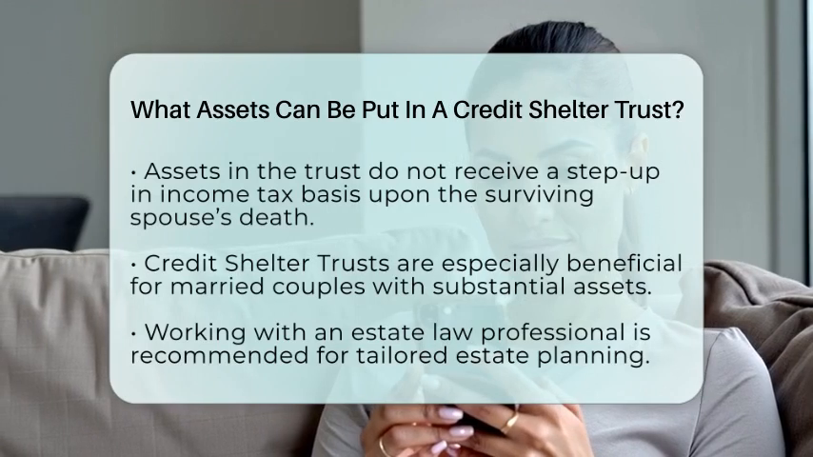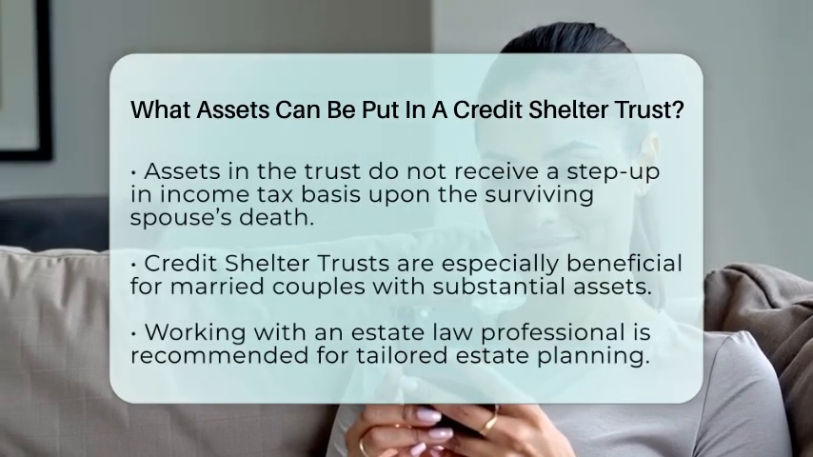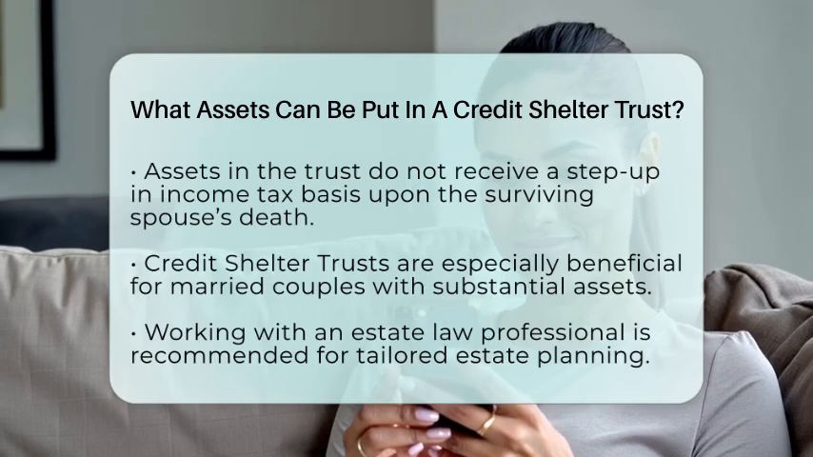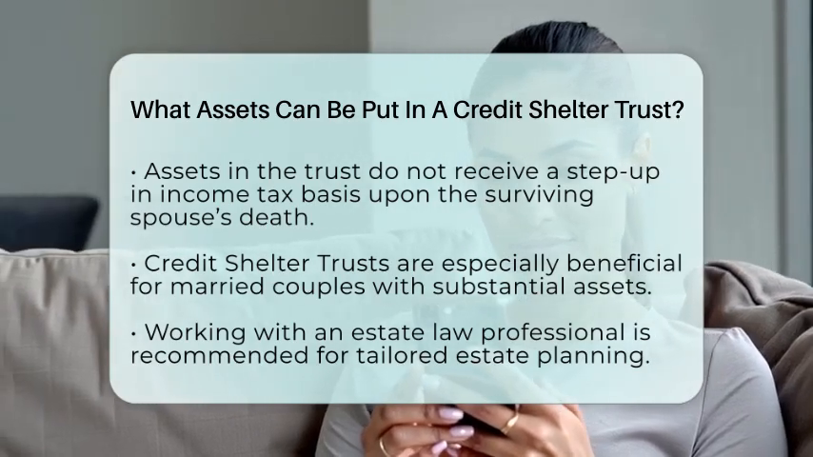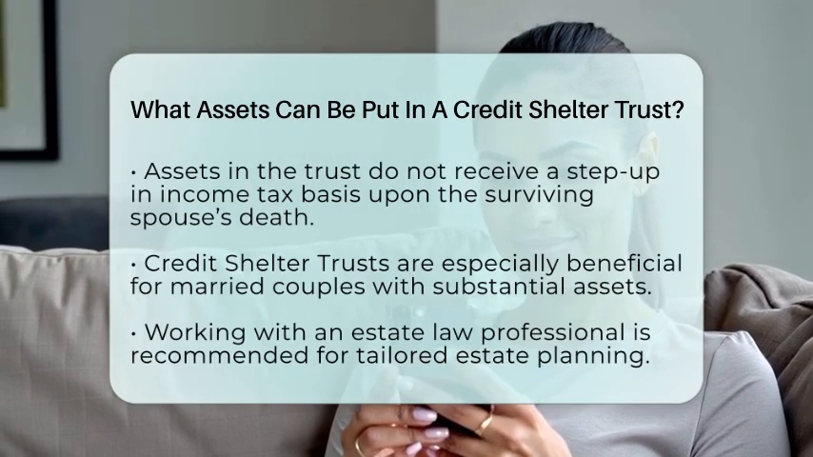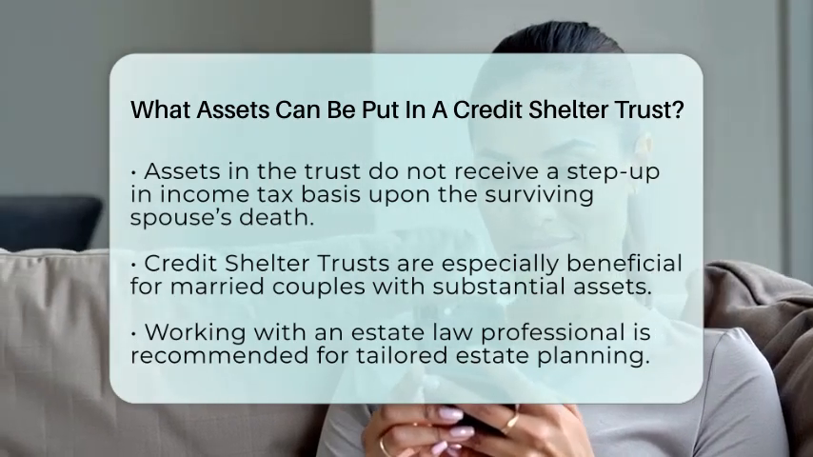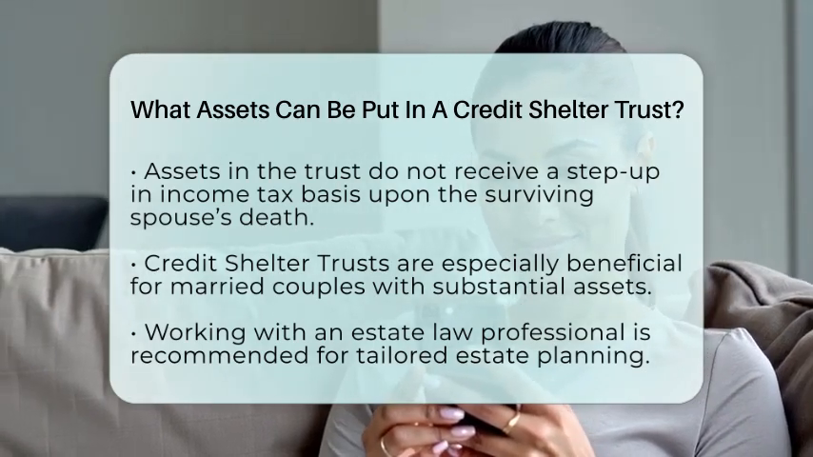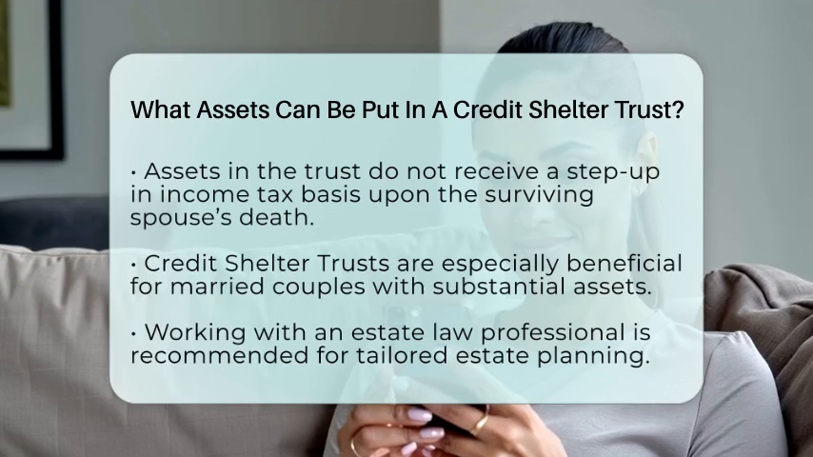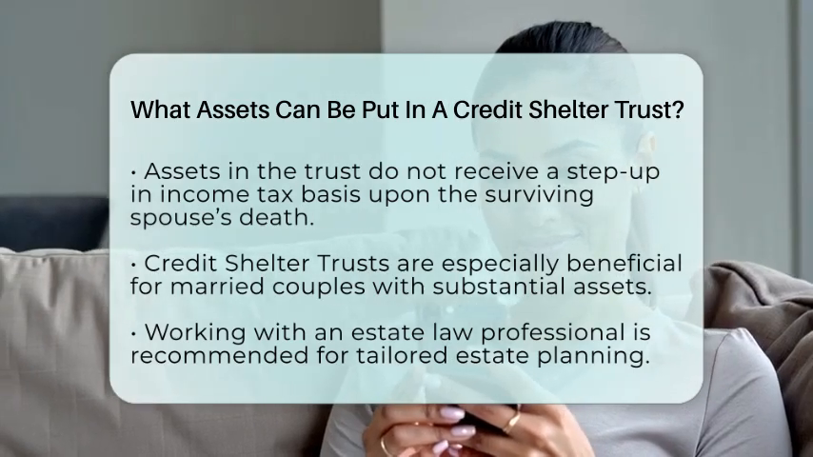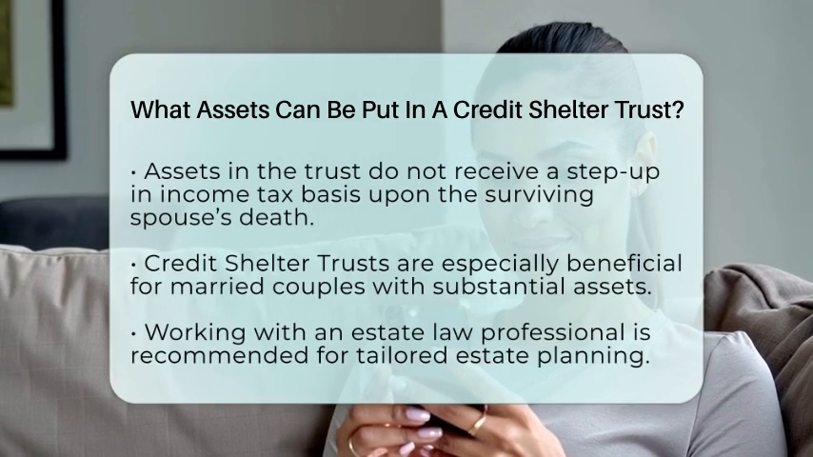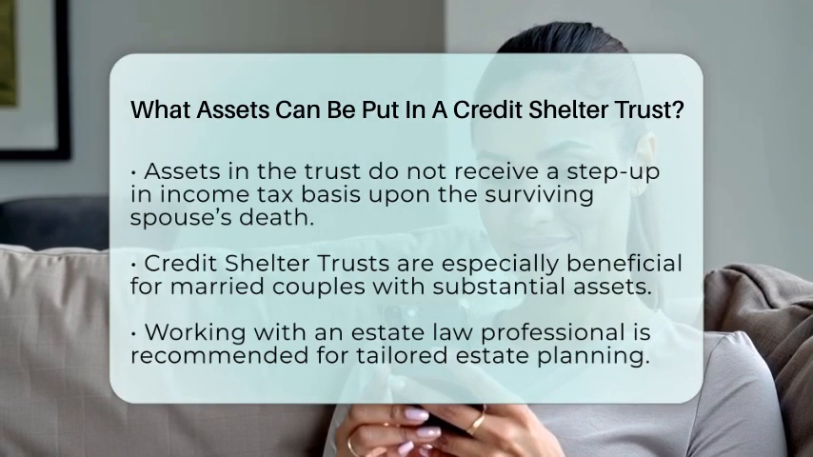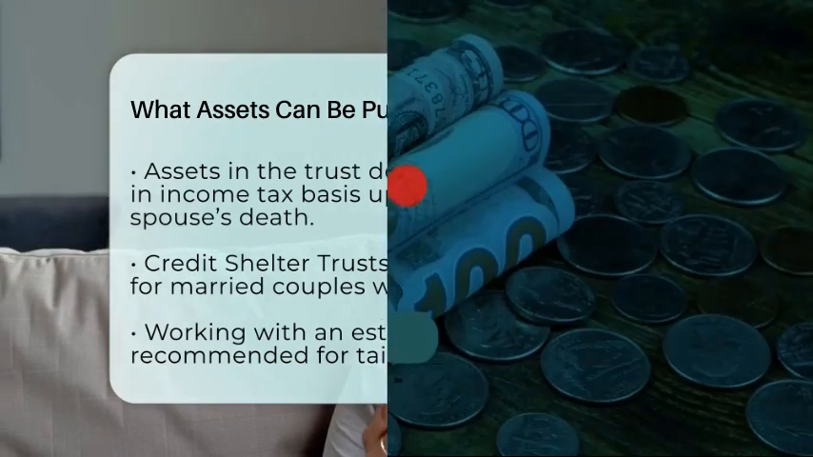For married couples with substantial assets, credit shelter trusts are particularly useful. They help maximize estate tax exemptions and ensure that assets are distributed according to the deceased spouse's wishes. In summary, you can place cash, investments, real estate, business interests, and some tangible assets into a credit shelter trust. Each asset type plays a role in achieving your estate planning goals while minimizing tax implications. Working with an estate law professional can help you make the best choices for your unique situation.